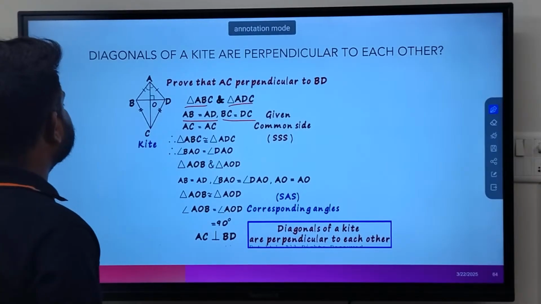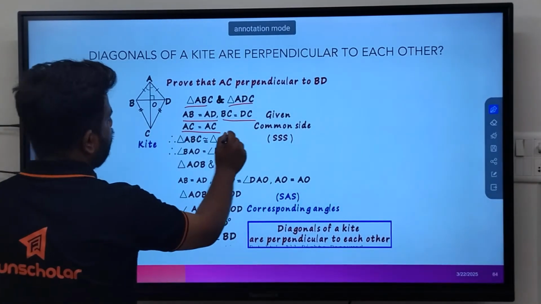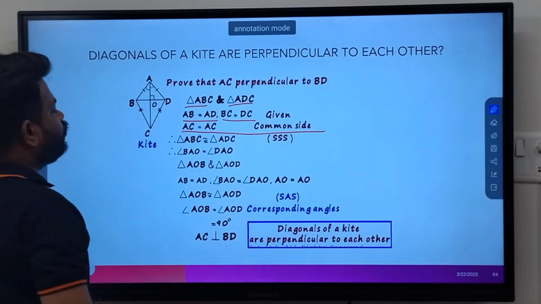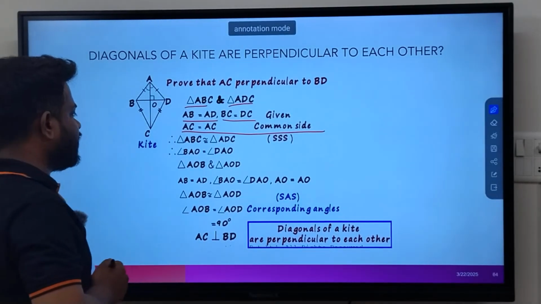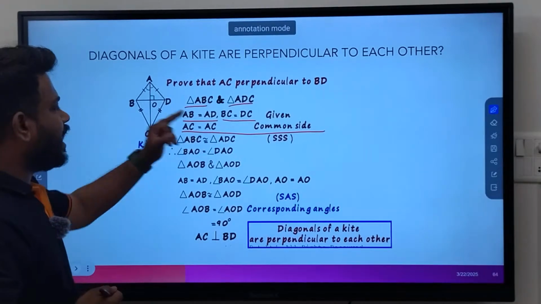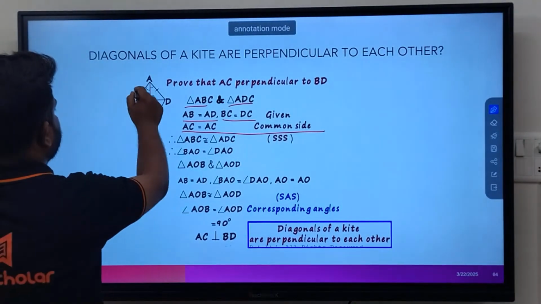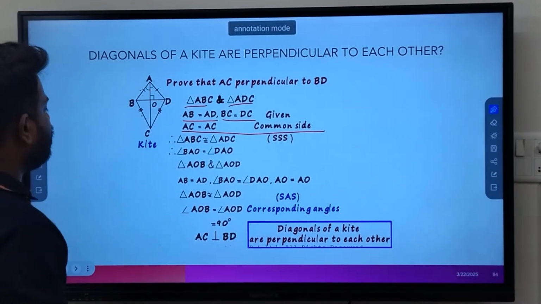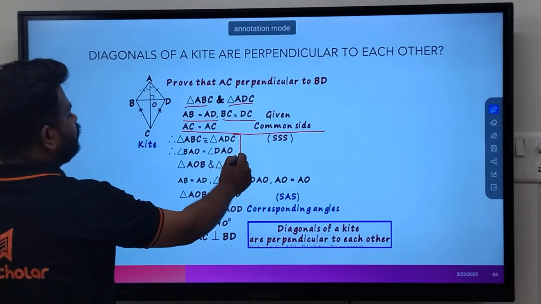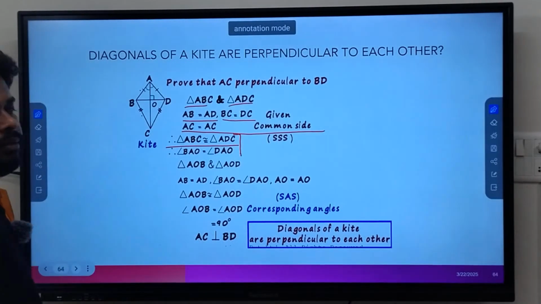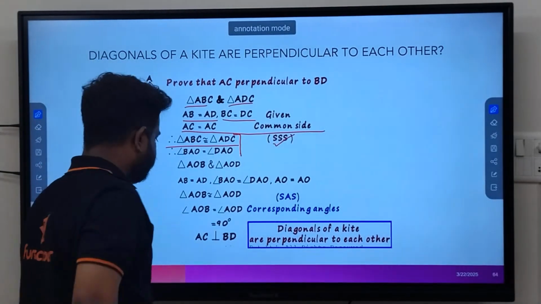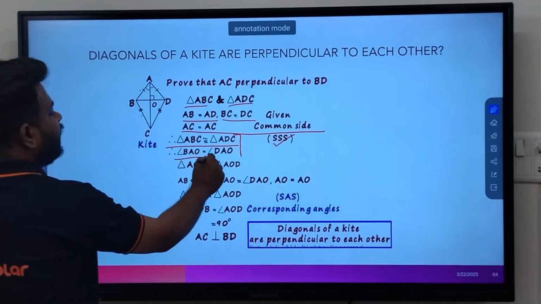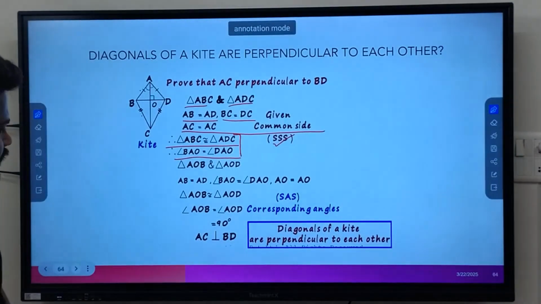to DC, we can say that AC equals AC because this is the common side and it will always be equal. So after getting these two triangles, AC is the common side and one side of each triangle is equal, like this one and this one, and AC is always the common side. So we can say that these two triangles are congruent by the SSS congruency rule. From these points we get that angle BAO equals angle DAO, right?